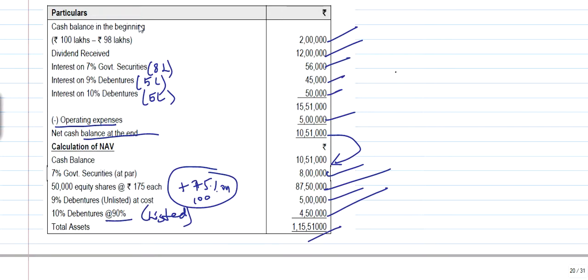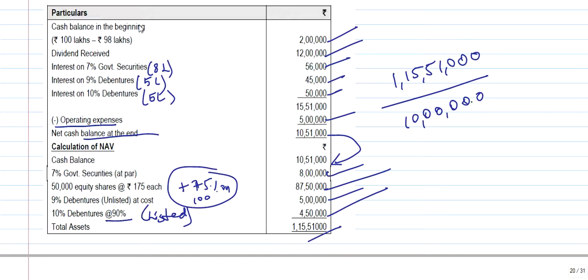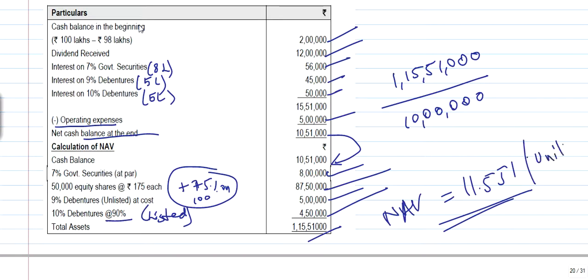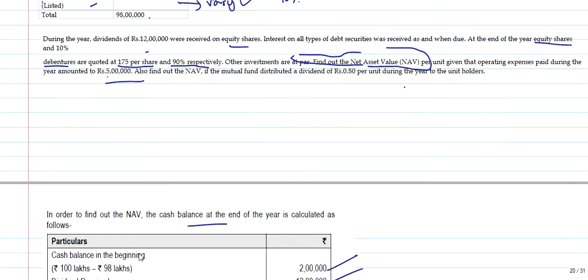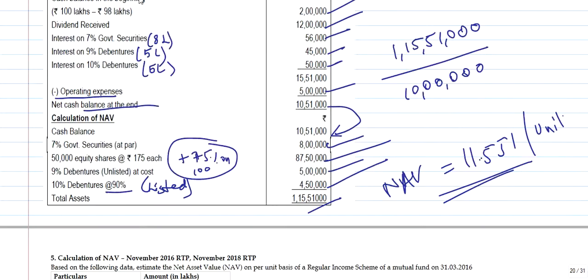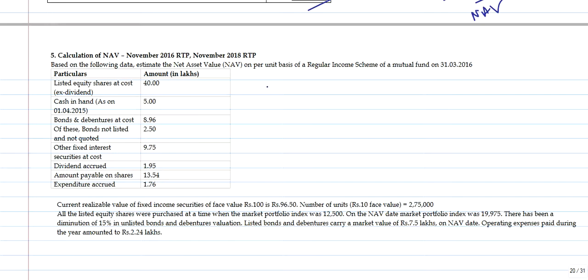So total net asset divided by 10 lakh units gives 11.551 NAV per unit. Very simple sum. Then it is given 0.80 per unit to the unit holders. Deduct from here whatever the dividend is given, then you will get the NAV. Okay, move on to the next question.